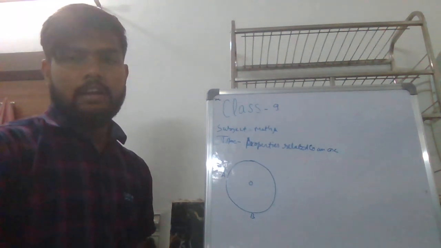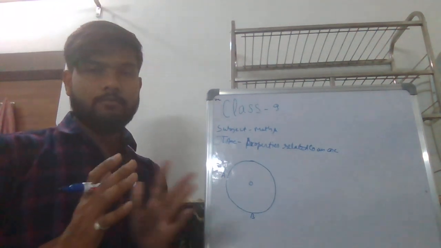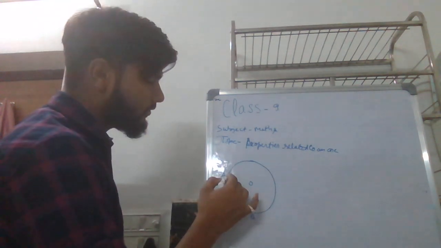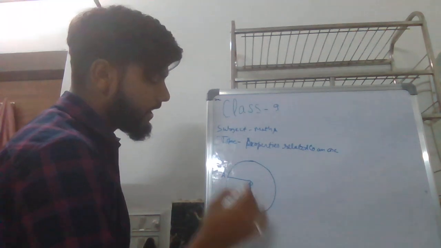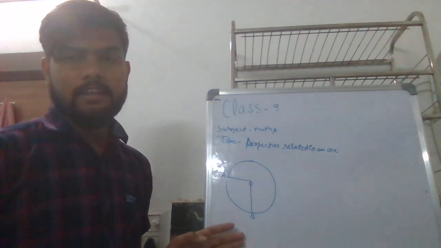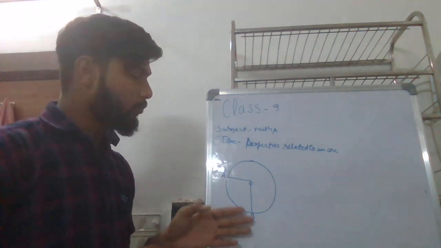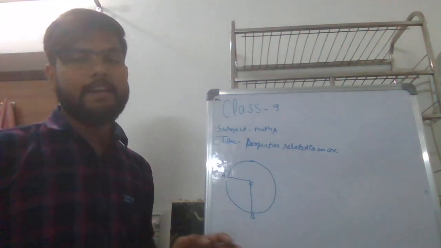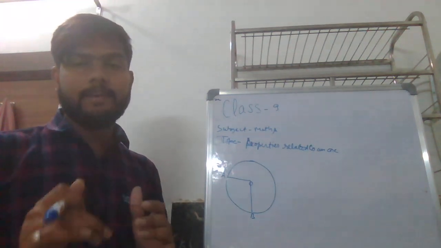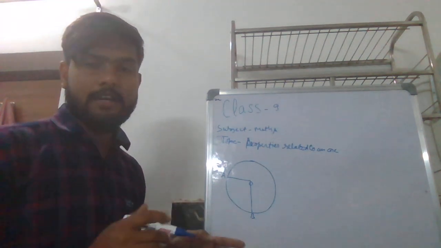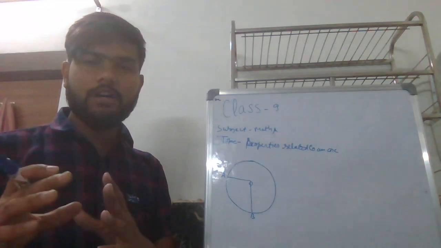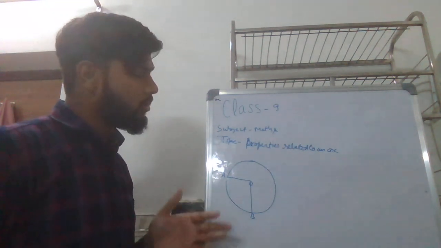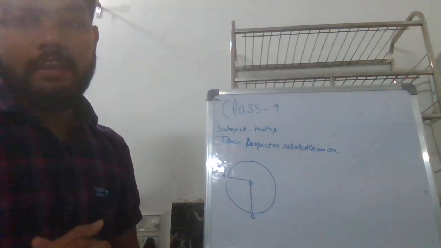After that, third, I have to subtend an angle at the center by arc AB. I will draw an angle. So here we can see this is measuring both angles. After measuring the angle, we will find that the angle subtended by the arc at the center is double the angle subtended by it on the circle.